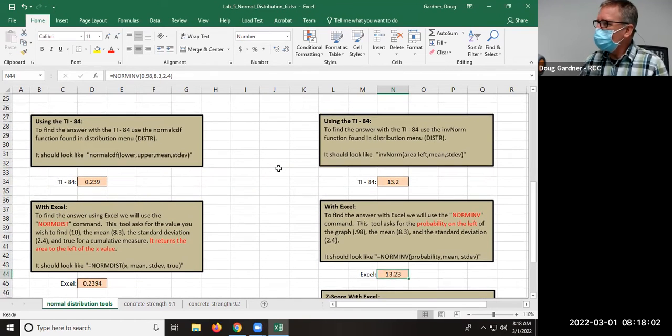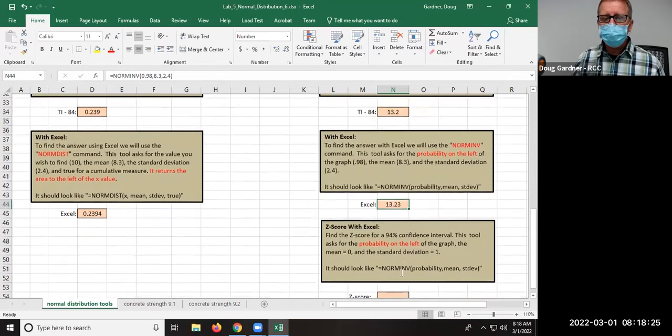So again, the point is I can get Excel to do the same thing the calculator does. The 2 main things we did were finding the area when we knew the location, or if we knew the area, we could find the location. We just found the location, the line that divides the bottom 98% of cars from the top 2% of oldest cars, and we found the line. It's 13.2 years, or even 13.